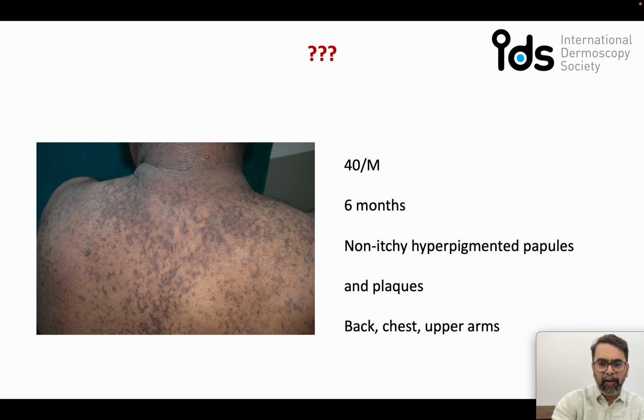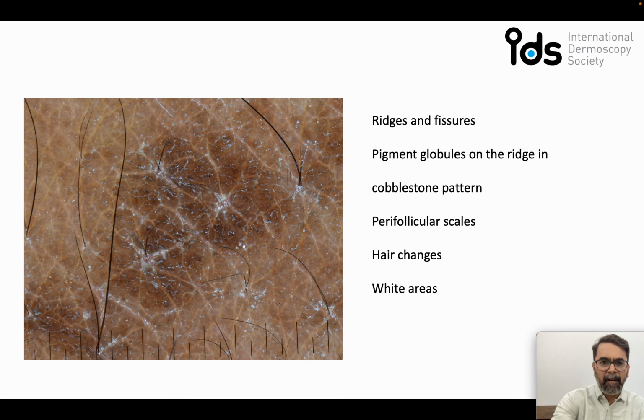chest and upper arms for 6 months. Dermoscopy revealed ridges and fissures. Pigment globules were present on the ridge in a cobblestone pattern, and perifollicular scales were present. Hair changes included V hair, that is, 2 hairs coming through a single follicular opening, and broken hairs were also seen. A few white hairs were also seen.